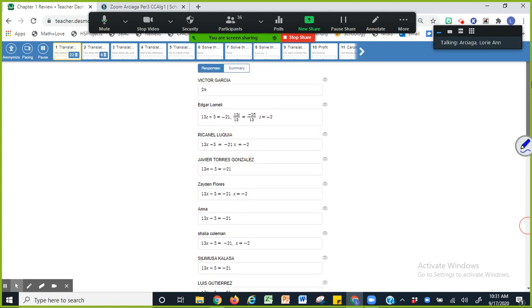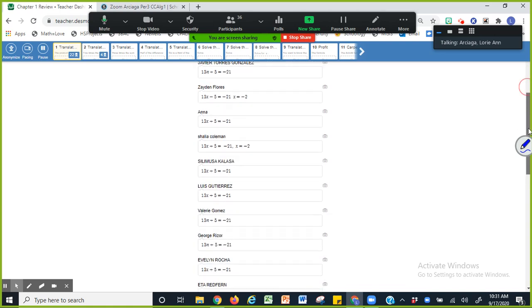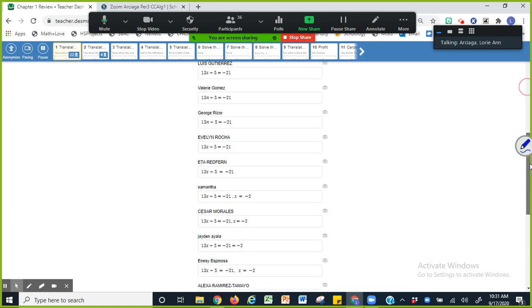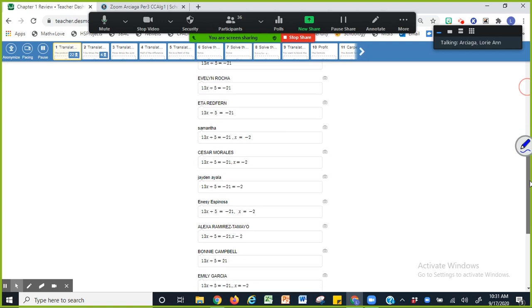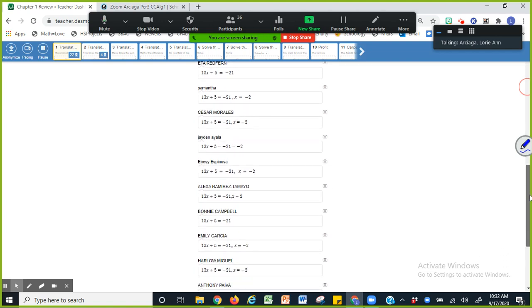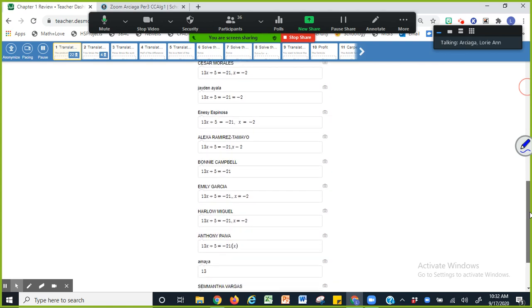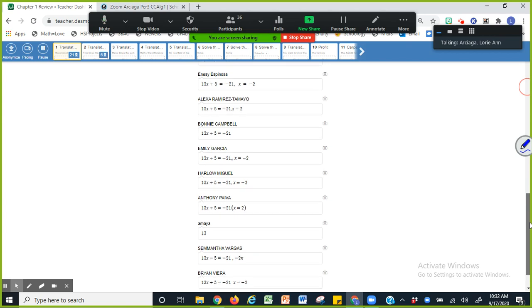And Shalia, if you can press share with the class on your screen, that would be nice. So we could model to them in case they don't see our Zoom screen right now. Samantha, share with the class, please. Cesar, Annecy, Alexa, Emily G, and Harlow.